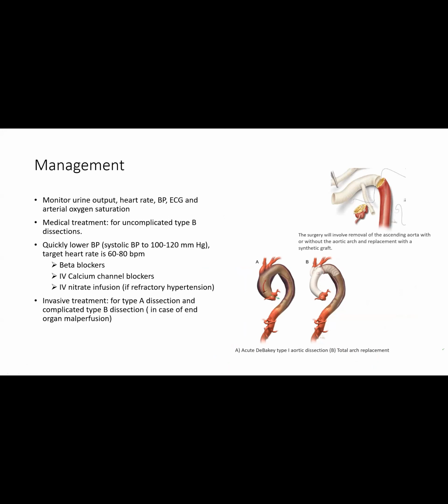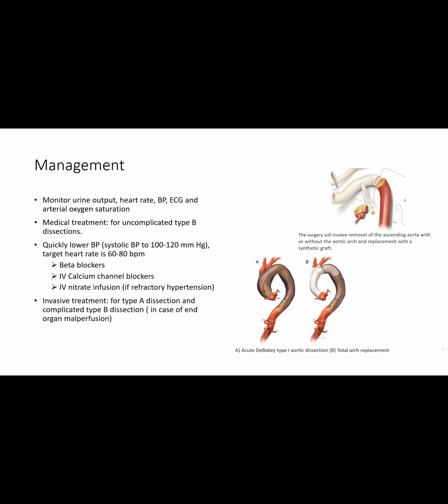The medical treatment is obviously to control the underlying risk factors, like quickly lowering the blood pressure. So systolic BP should be between 100 and 120 millimeters of mercury, and target heart rate should be between 60 to 80 beats per minute. And also administration of IV morphine for pain control, intravenous beta blockers, infusions such as labetalol, propranolol as the first line agent, or second line agents, for example IV calcium channel blockers, and IV nitrate infusion.